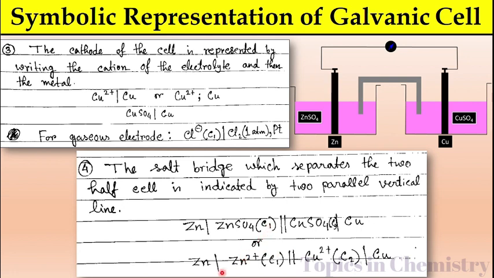You can also write like this: Zn2 plus. You can simply mention what is the ion present. So here you write Zn vertical line Zn2 plus instead of zinc sulfate. Then you have to write the concentration of Zn2 plus. Two vertical lines, copper 2 plus, that is coming from cupric sulfate. Then you have to write the concentration of copper 2 plus, vertical line, copper. Okay, this is the other representation.